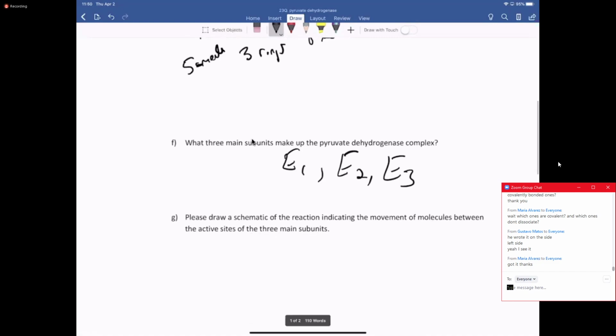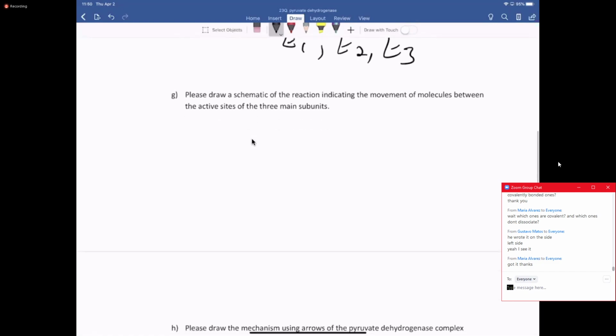The schematic would be just the same one that we showed you on the slides, where we showed you the arrows going from TPP over. And oh, sorry, I apologize. I was thinking of the next one.